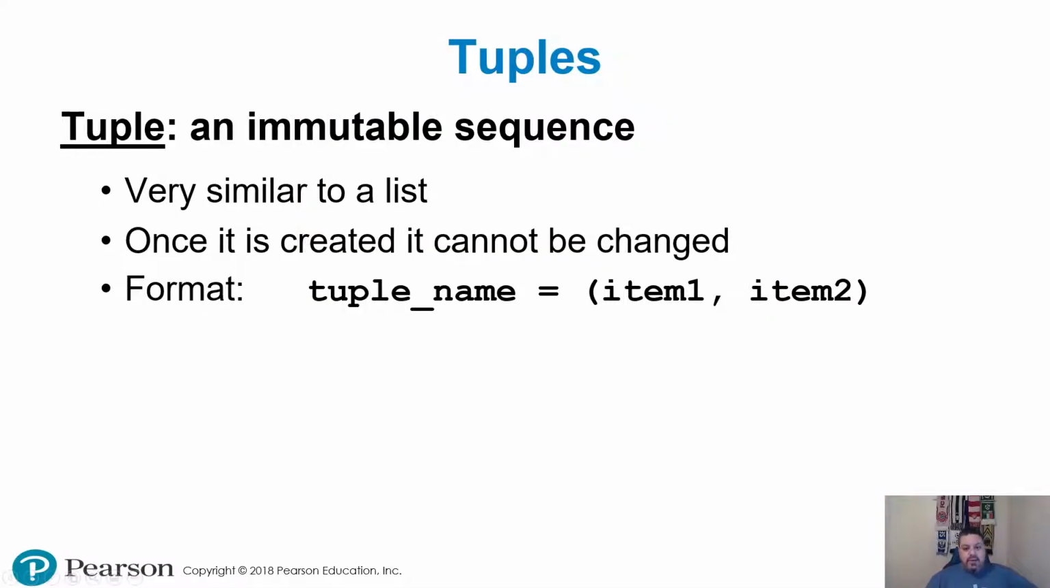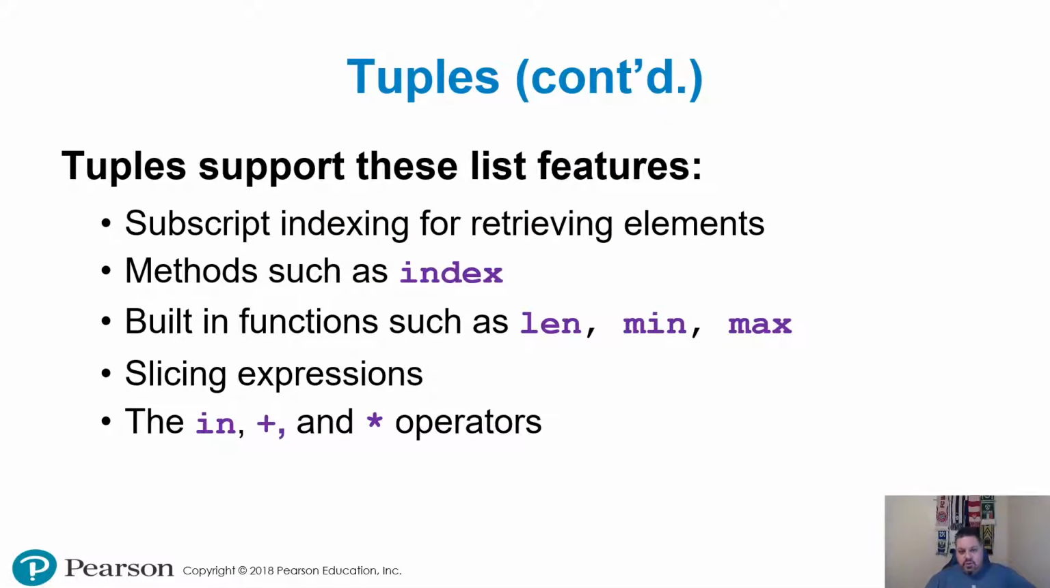So keep that in mind when you go to create these things, if you're creating a tuple of just one element. So tuples, just like a list, they support all these features. You can do subscripts for retrieving your elements. You have the indexing methods. You have len and min and max. All the same slicing methodology works with the parentheses. There's still something in the tuple. The plus operator, the star operator for duplicating them, all those are the same.